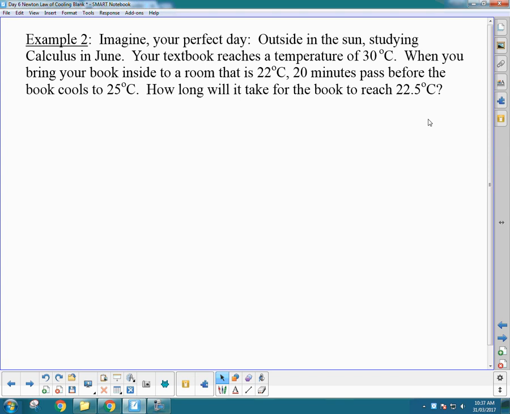So again, the first part of this cooling is going to cool down really quickly at the beginning because it goes from a hot outside temperature into a room that is obviously cooler than outside. 22 degrees is right around room temperature. And so it cools quickly from 30 degrees Celsius down to 25. I'm curious about that next little section. How long will it take to go from the next one?